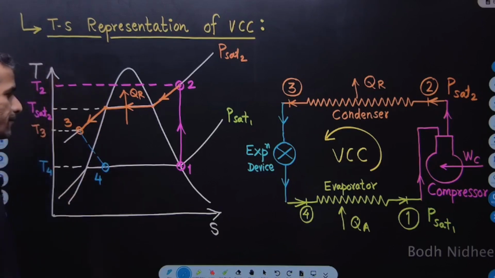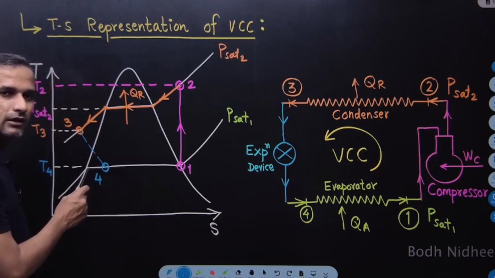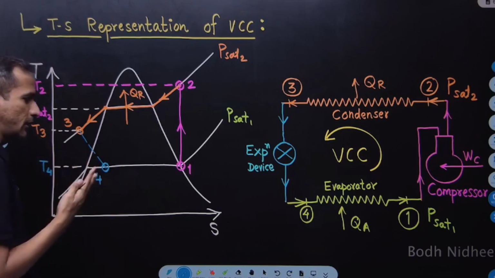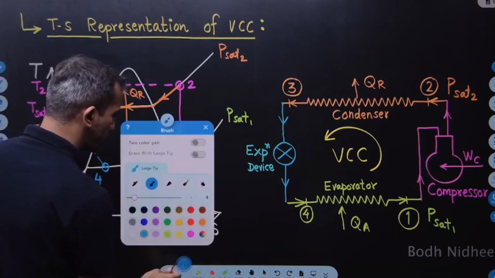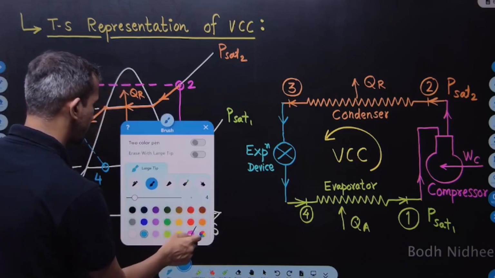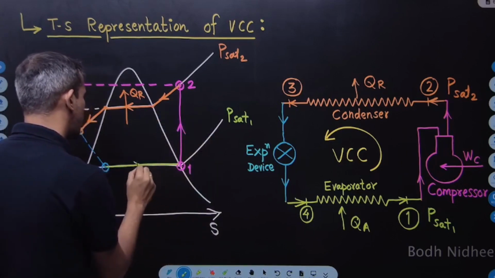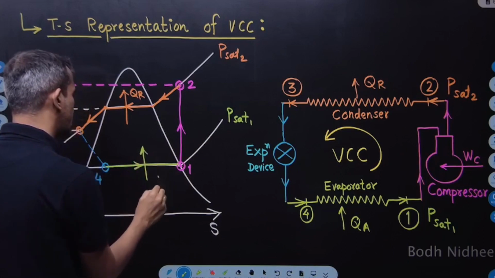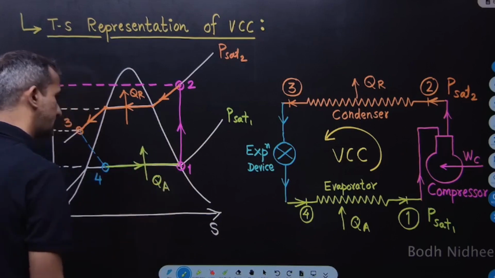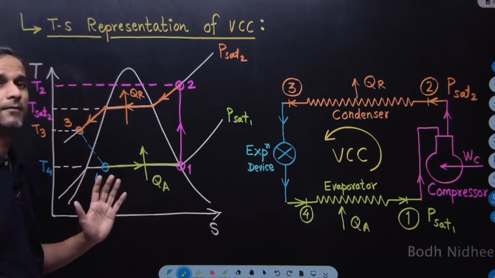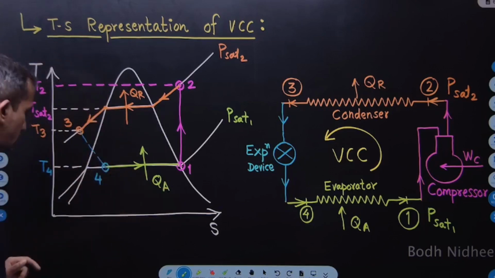So here I have a liquid-vapor mixture, a small part vapor and a larger part liquid, that I will supply to the evaporator. Now the evaporator will evaporate this into vapor by absorbing the heat from the space, the lower temperature sink, thereby completing the cycle. So this is the TS representation of the simple vapor compression cycle.